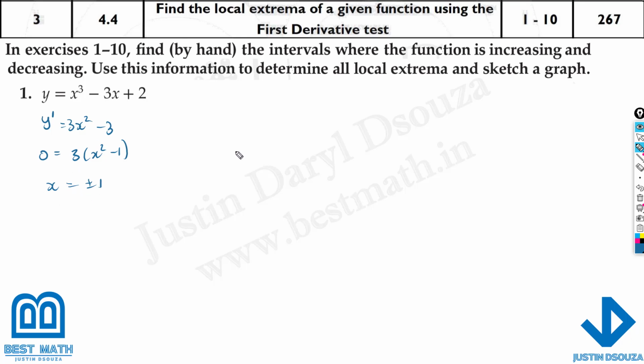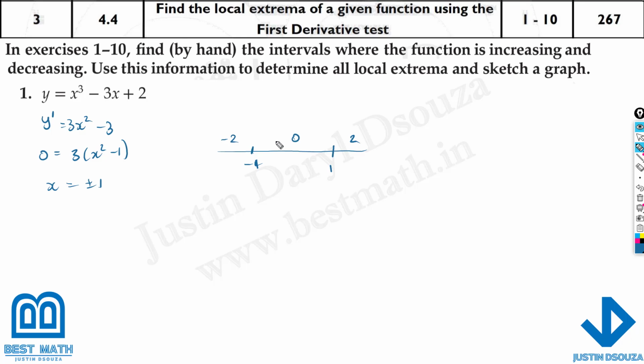From the critical numbers, we can easily find where it's increasing and decreasing. So what we do is we take the critical numbers, minus 1 and positive 1 over here, and choose a test value. So the test value for anything less than minus 1 is minus 2. Anything between 1 and minus 1 is 0, and over here 2.